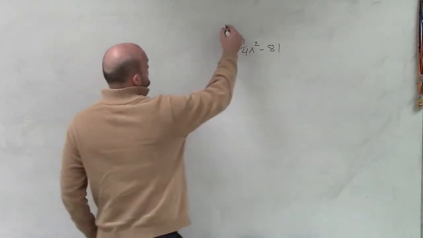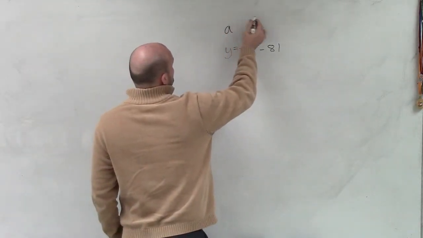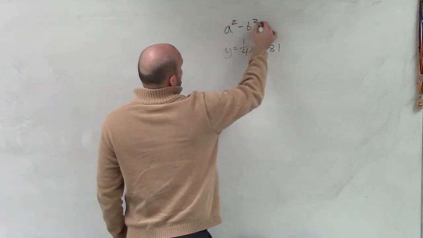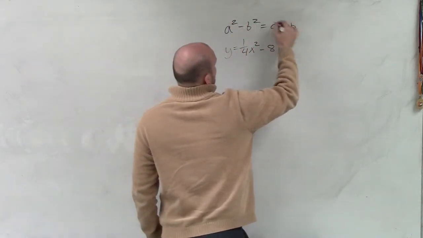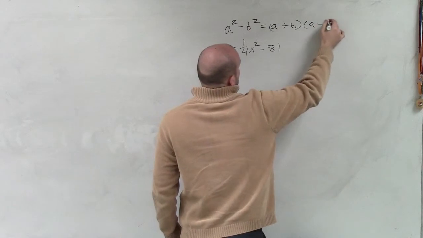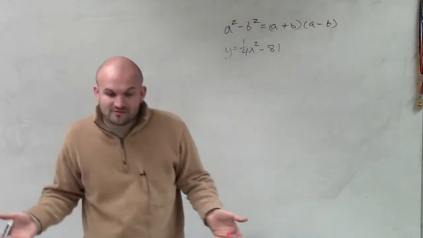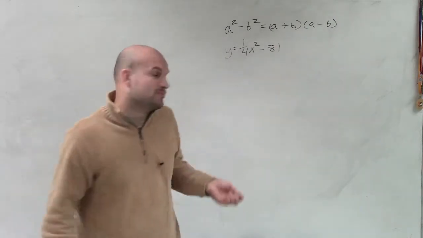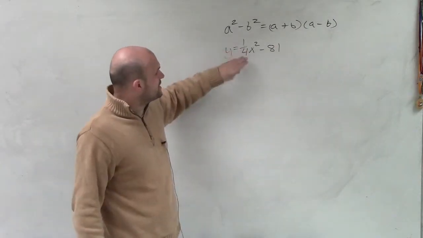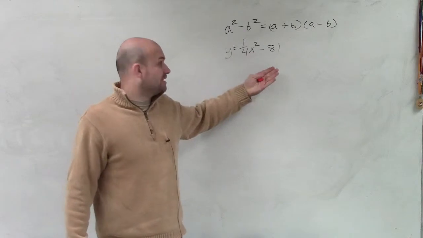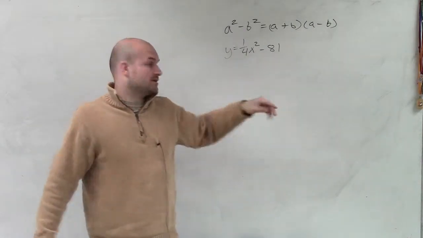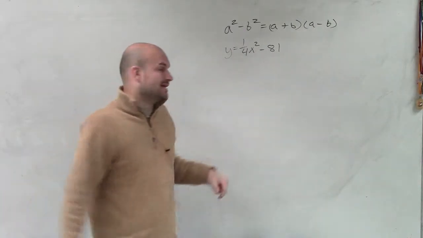So when having our difference of two squares, remember we have a squared minus b squared equals a plus b times a minus b. Now, in this case, what we see is we want to make sure that our coefficients or our constant are both going to be perfect squares. So we want to make sure that we can rewrite 1/4 x squared as a squared term and 81 as a squared term. Well, we know that 9 times 9 is going to equal 81, so that works.